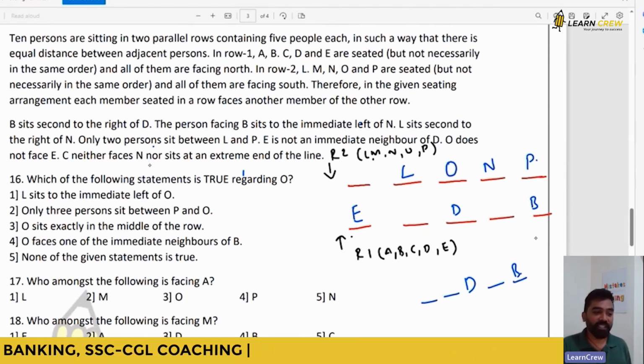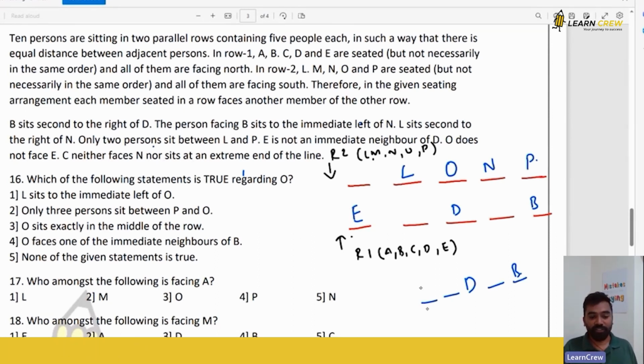C neither faces N nor sits at the extreme end of the line. So I cannot place C here because C can neither face N nor sit at the extreme end. So this option is also eliminated. The other option is eliminated.